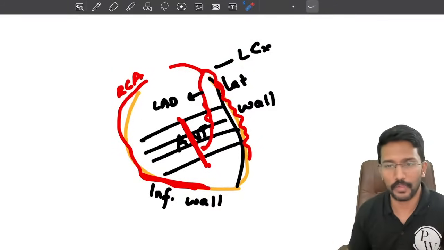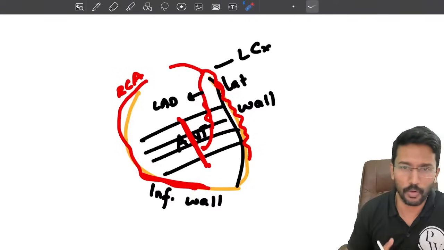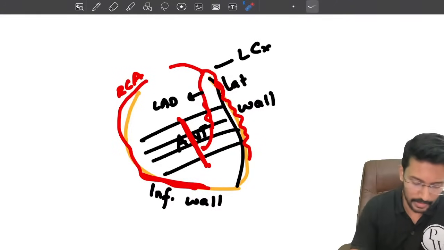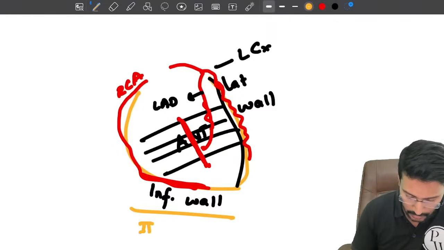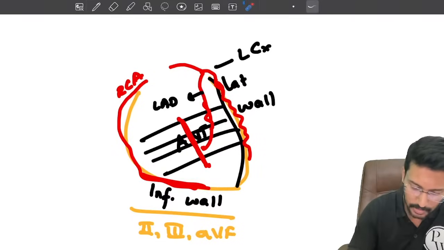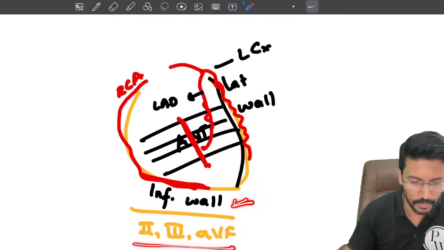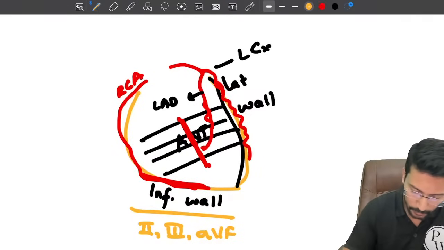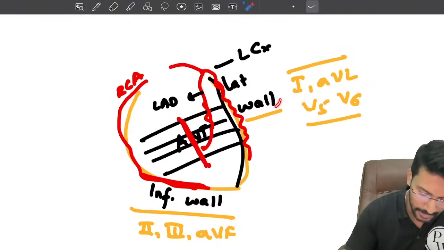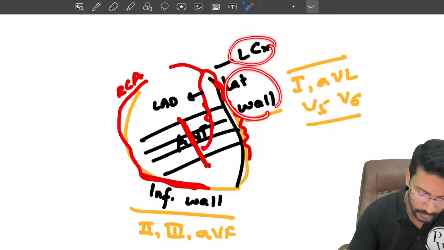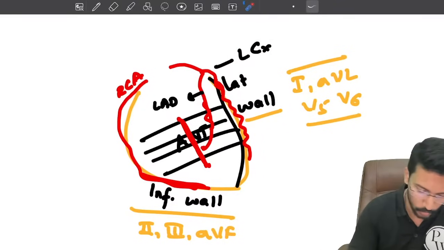Now how to identify whether the MI is affecting the inferior wall, lateral wall or the anterior wall? By looking at the leads. So the inferior wall on the ECG is represented by leads 2, 3, AVF. So if you have ST elevation in 2, 3, AVF, it means you have an inferior wall MI. If you have ST elevation in lead 1, AVL, V5 or V6, that means you have a lateral wall MI, most likely because of the circumflex occlusion.